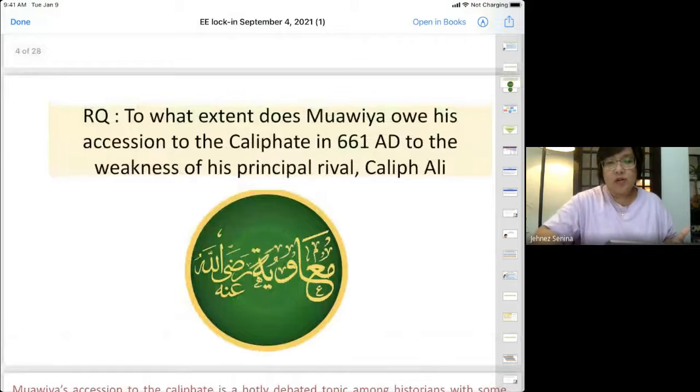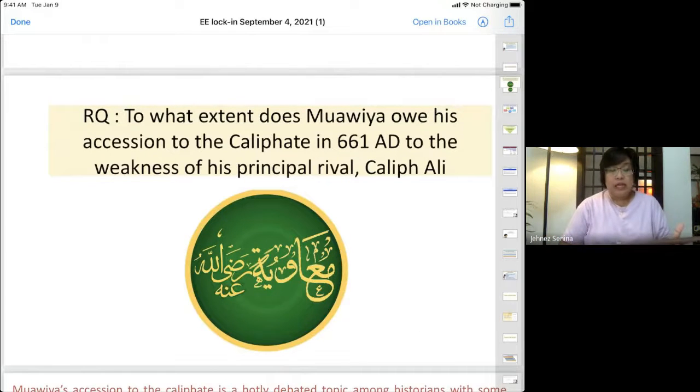Example essay. The question reads, this is a history EE: to what extent does Muawiyah owe his accession to the caliphate to the weakness of his principal rival, Caliph Ali? So this is in Saudi Arabia. Think about the question first before I go to the example introduction for this question. To what extent does Muawiyah owe his accession to the caliphate to the weakness of his principal rival, Caliph Ali? So you're looking at how did he become the leader? Is it because the enemy was weak, or are there other reasons for that?